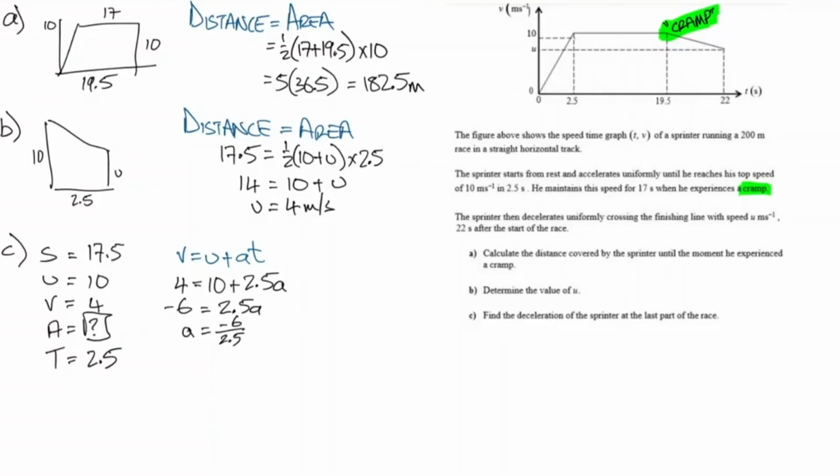But if you have a look at what we said about the gradient, we have exactly the same calculation. The difference in the velocities, it went from 10 to 4, so that was negative 6. The difference in the time, it's gone from 19.5 to 22. That's a difference of 2.5 seconds. We've got exactly the same calculation, whether we chose the formula or we chose to use the gradient. In both cases, we get an acceleration of negative 2.4 meters per second squared. This runner was slowing down at a rate of 2.4 meters per second squared.